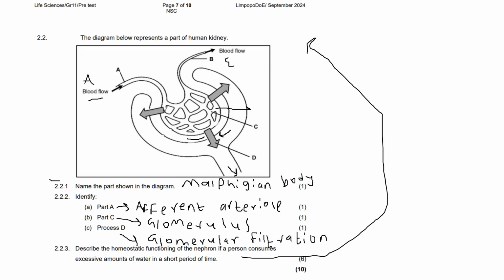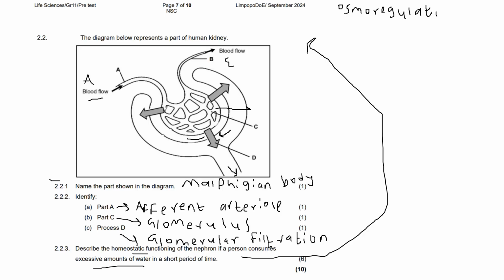2.2.3, we're being told to describe the homeostatic functioning of a nephron if a person consumes excessive amounts of water. So they've taken in a lot of water. The process where we control water is called osmoregulation. If you want to add more points, you will tell us that the process where we control water changes in the body is called osmoregulation. That should be the first point.